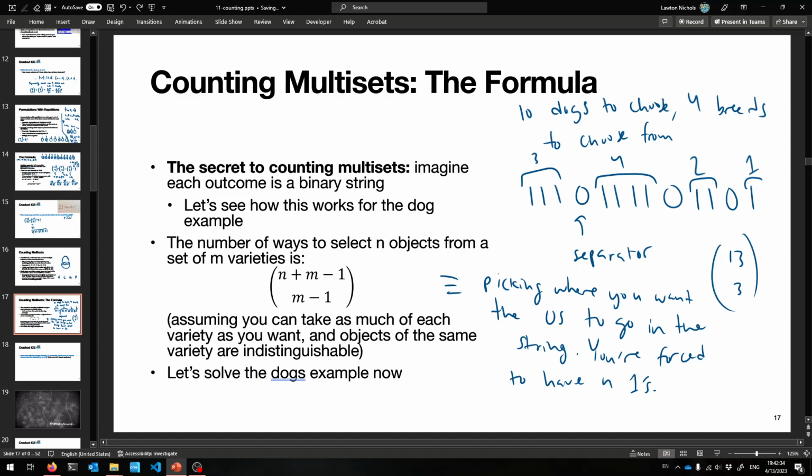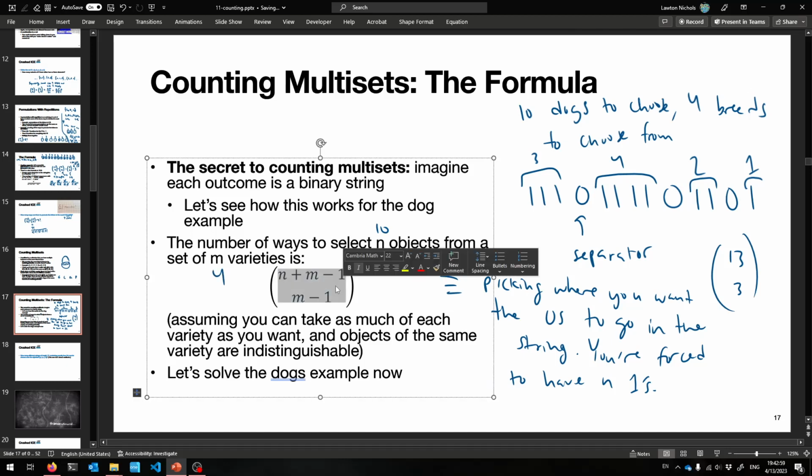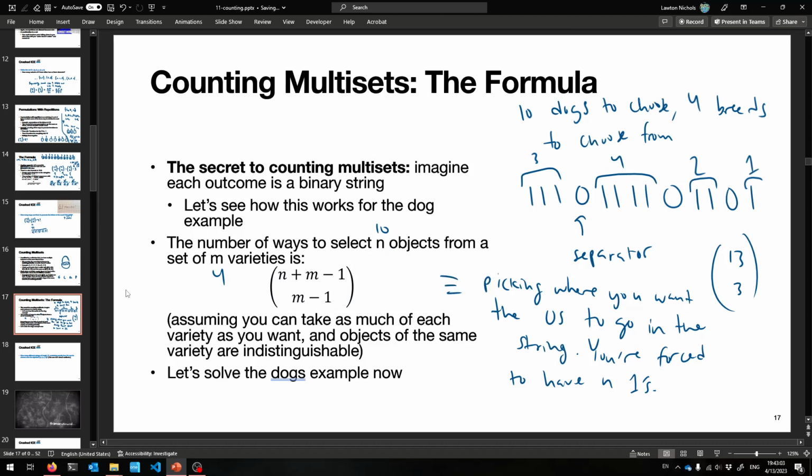So yeah, that's the dogs example. I guess I got ahead of myself. Sorry, I was going to explain it first, but I think it makes sense in this order anyway. So it's always about counting subsets, secretly. We had n objects, that was 10 for our example, and m varieties, which was 4 for our example. And so that became n plus m minus 1 choose m minus 1. There we go.